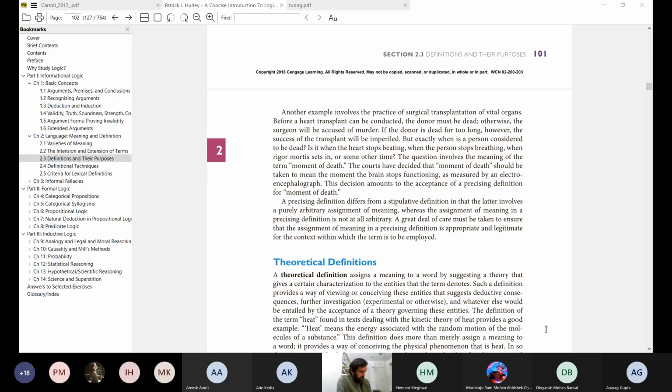So the important thing to say is, again, in the case of stipulative, as Hurley points out, you can't really argue with the stipulative definition. It's up to the person who stipulates it to define things as they wish to. In the case of a precising definition, you can have disagreements as to which is the better precising definition to use in some particular context.